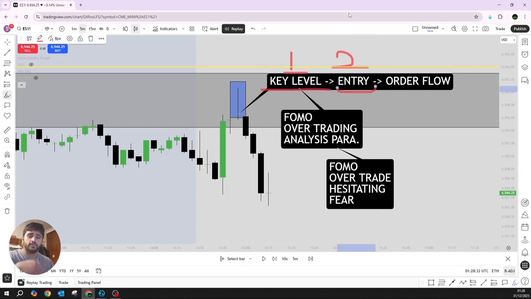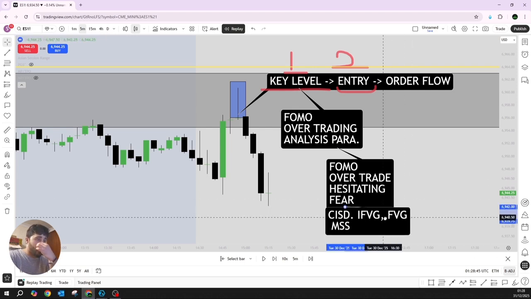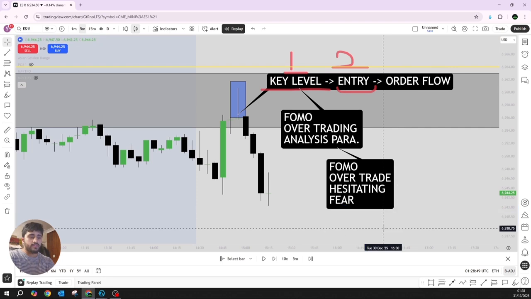And so this is where a lot of the concepts that you've learned typically go out the window. For example, if you're focusing on things like CISD, or IFVGs, or regular fair value gaps, or a market structure shift, or even a trend line break, none of these things give you the context that I'm about to show you.